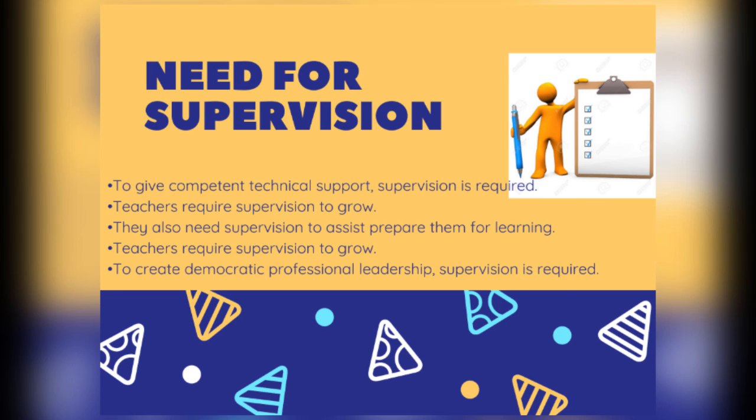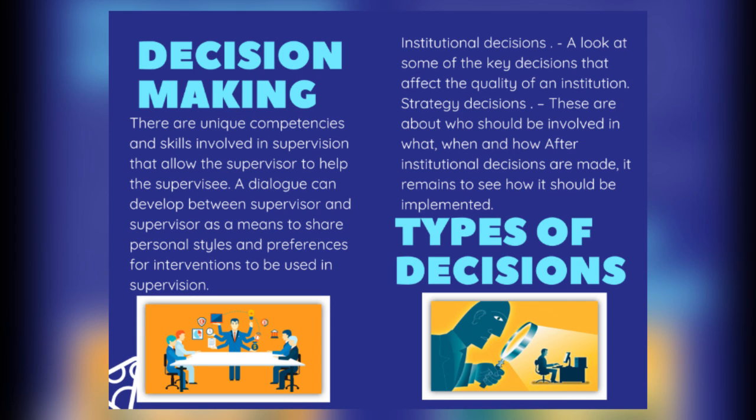Supervision is required, and teachers require supervision to grow. They also need supervision to help prepare them for learning. Teachers require supervision to grow. To teach democratic professional leadership, supervision is also required. Finally, what is decision making?